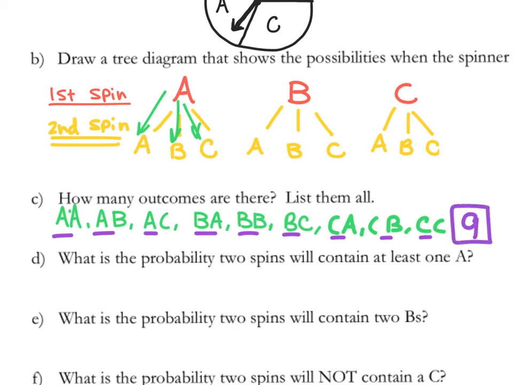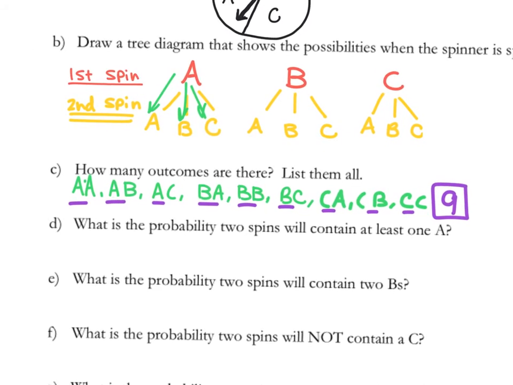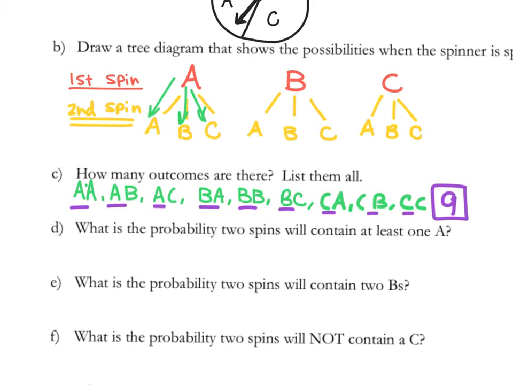What is the probability that 2 spins will contain at least 1 A? All right, we need at least 1 A. At least 1, okay? This one has at least 1, this one, this one, this one, and this one. So how many is that? 1, 2, 3, 4, 5 out of 9 total possibilities. What is the probability that 2 spins will contain exactly 2 B's? It doesn't say at least, so that's exactly 2. Let's do this one in orange, exactly 2 B's. So let's see. Well, guys, there's only one that has exactly 2 B's. So 1 out of 9.